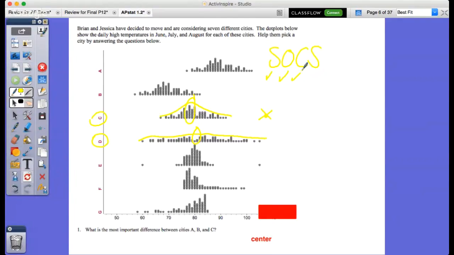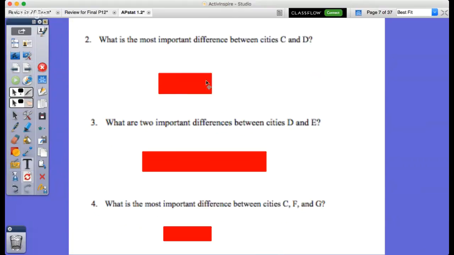But the spread is the biggest difference, because as I look at this, the distance between the highest value to the lowest value on C is much lower than the highest value to the lowest value on D. So I would say that in this example, the biggest difference would be the spread. Okay, that would be number 2. I want you right now to see if you can do numbers 3 and 4. Pause the video, do numbers 3 and 4, and then we'll come to it.